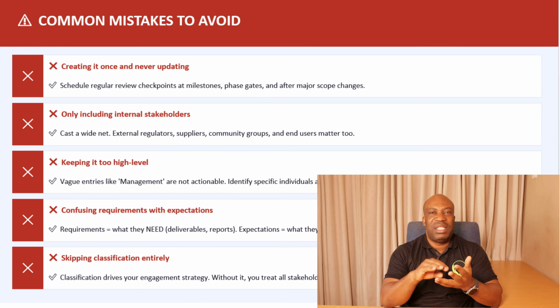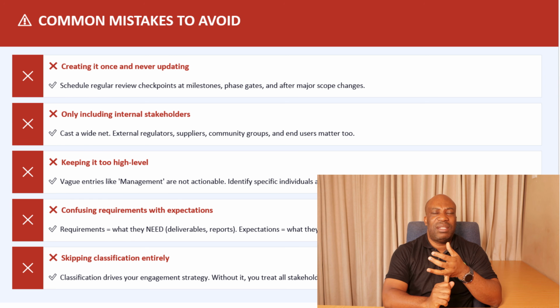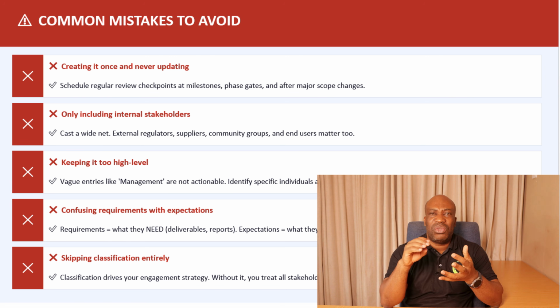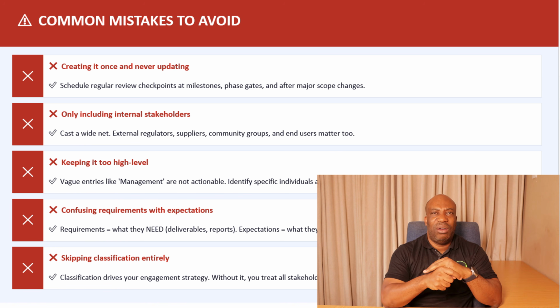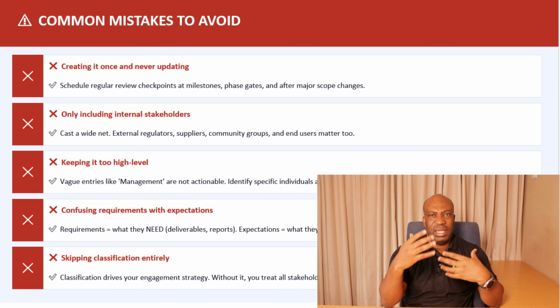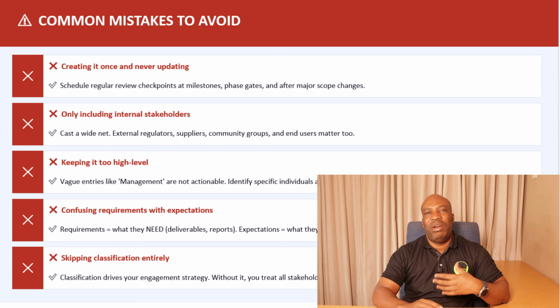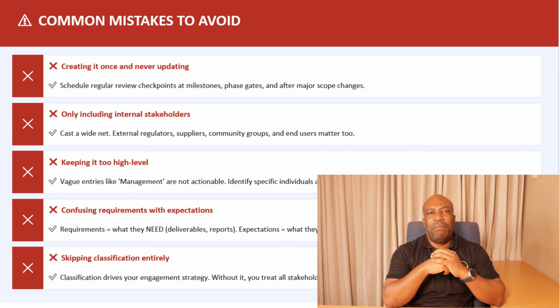Then the second mistake is to keep the stakeholder register at a high level. Remember, in the stakeholder register you're also capturing requirements of the stakeholders. You're even capturing expectations of the stakeholders. So if you keep it too much at a high level without understanding their requirements and expectations, some of them might even have constraints, which means you might not be able to meet them. So if you keep them at a high level, you might not understand the other details that you need.